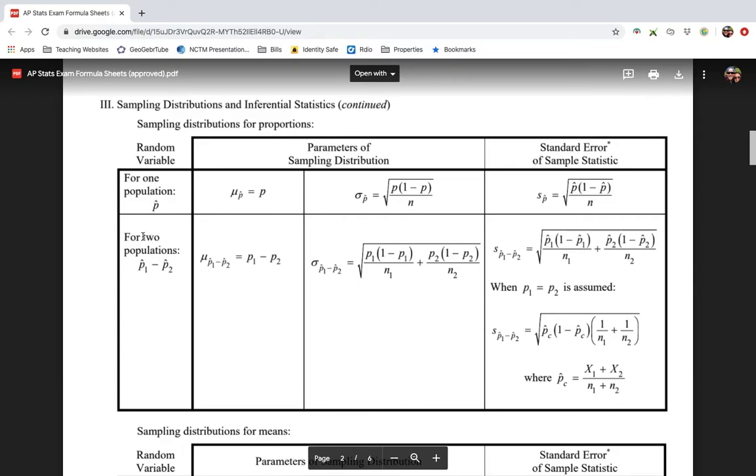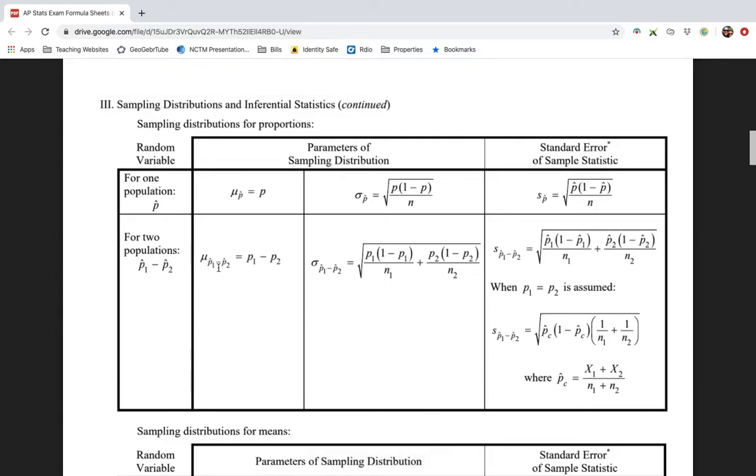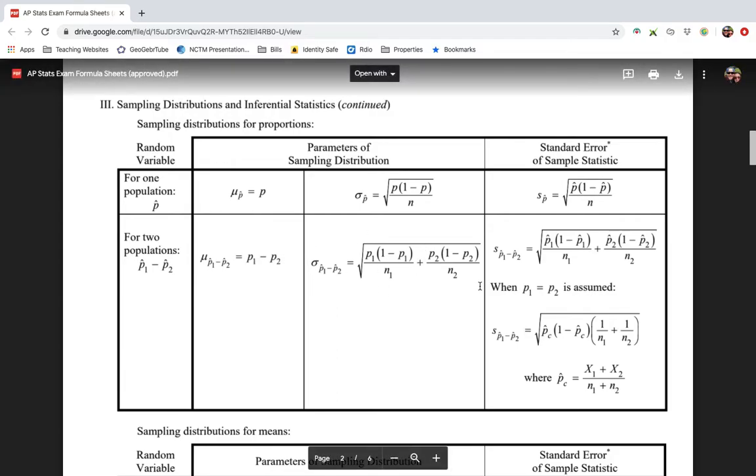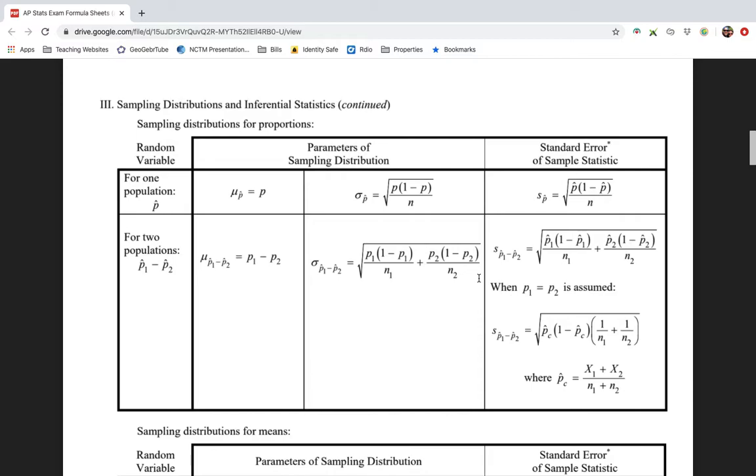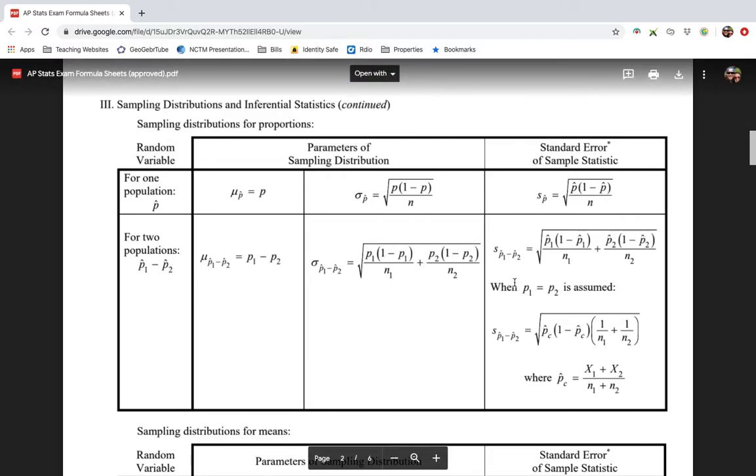For two populations, the statistic, the random variable you're interested in is this right here, the difference in p hat 1 minus p hat 2. The expected value of that difference is the true difference in proportions. Here's your standard deviation for that distribution. And then we have the standard errors over here.